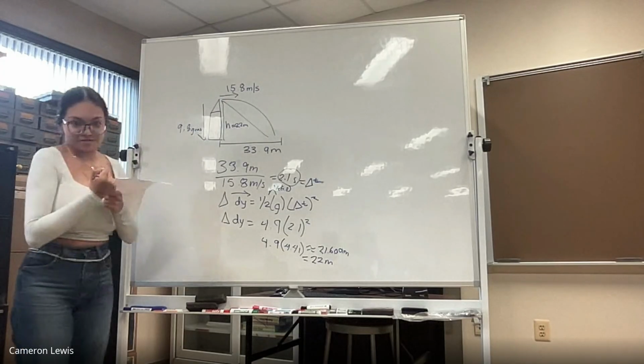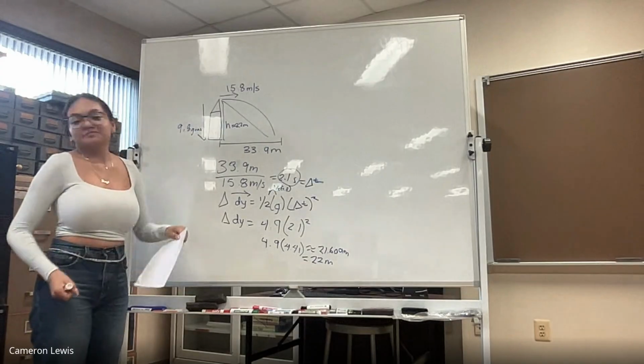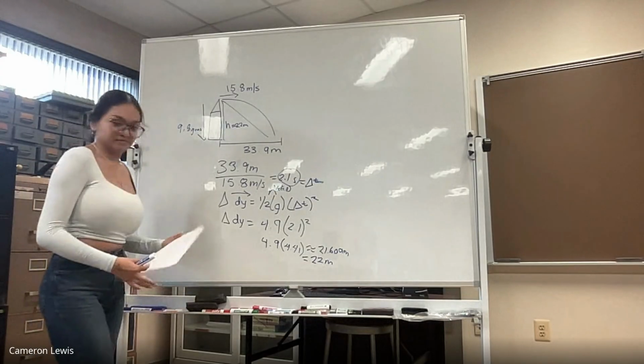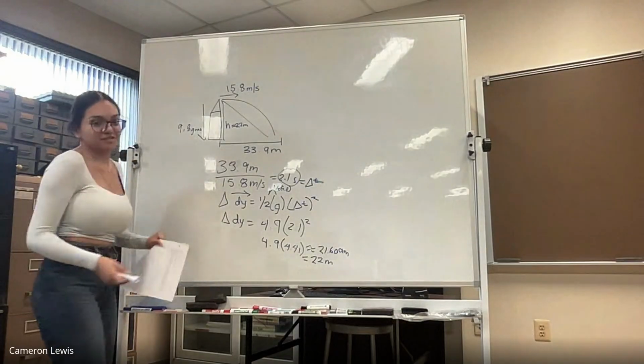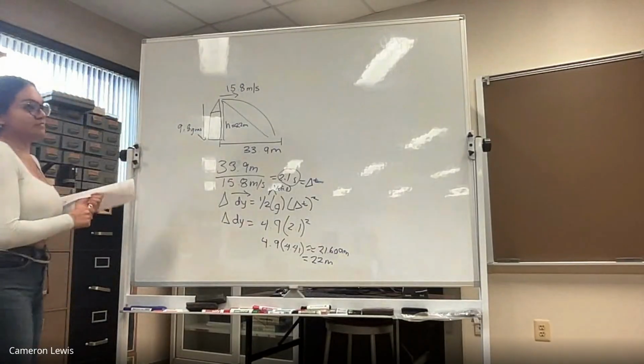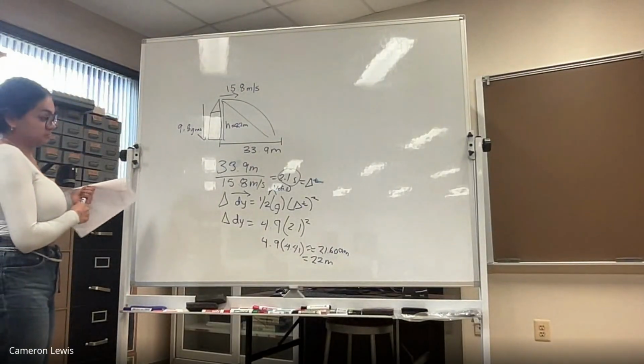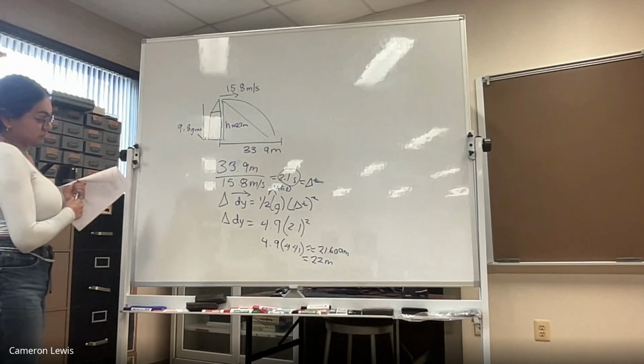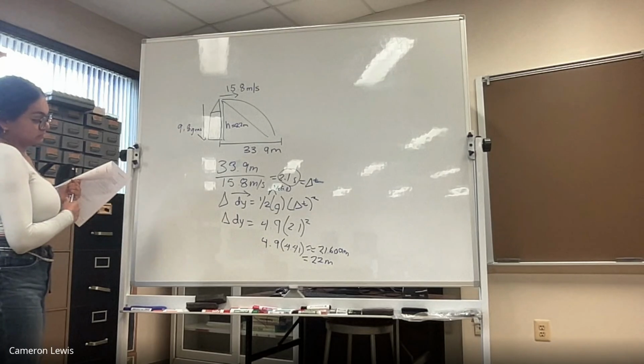Any questions for Zoe? I have a question. How did you know for the displacement that you could use the equation of 1/2 times gravity times time squared?